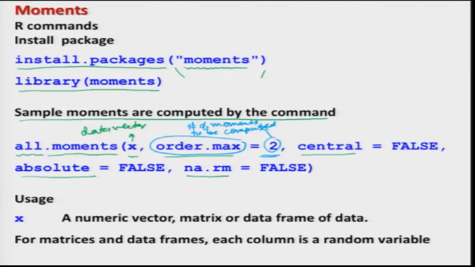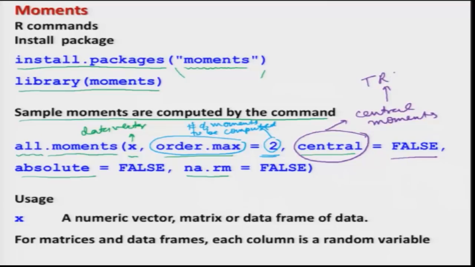Next command here is central. Central is indicating central moments. And the default value which is taken inside the all.moments command is FALSE, that is the logical false. But in case you want the central moments, then what you have to do? You just have to use the logical TRUE. So, in place of FALSE here, you simply type TRUE and it will give you the central moments.